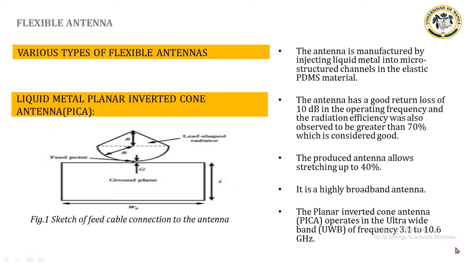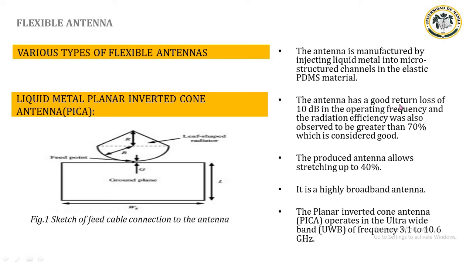Various types of flexible antennas. Liquid metal planar inverted cone antenna, or PICA. This is the sketch of its cable connection to the antenna. This is the ground plane, feed point, leaf-shaped radiator. The antenna is manufactured by injecting liquid metal into microstructure channels in the elastic PDMS material.